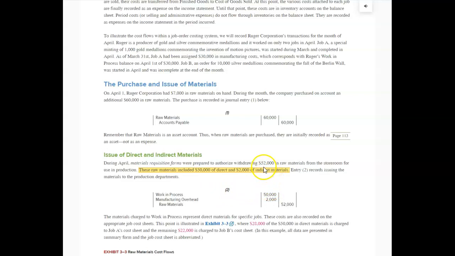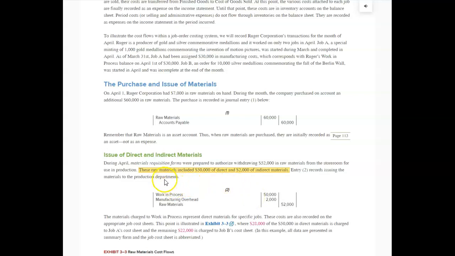Now, I should back up and say, raw materials can be direct materials or indirect materials. So if you're making, for example, wooden tables, your direct materials would be the wood. Your indirect materials might be the nails or the bolts or whatever you're using to put the wood together. And it could be some glue, right? But the main item that's being used to produce this product, that's the direct materials.